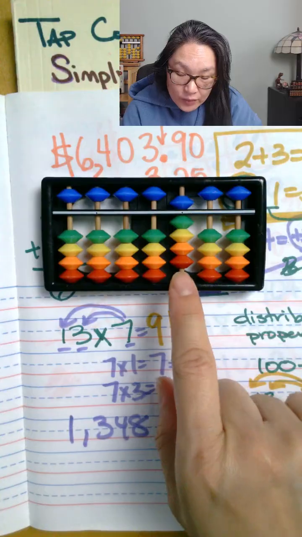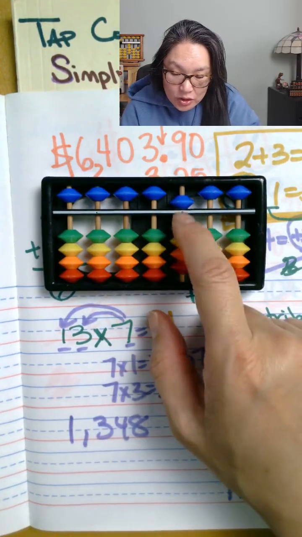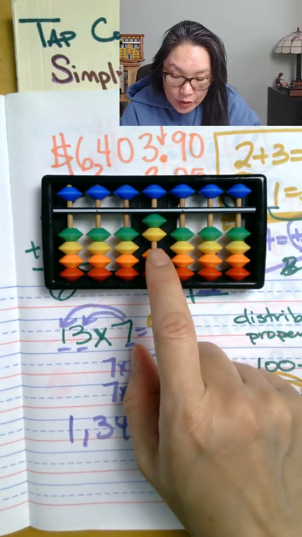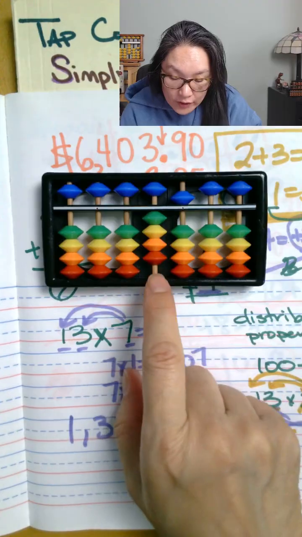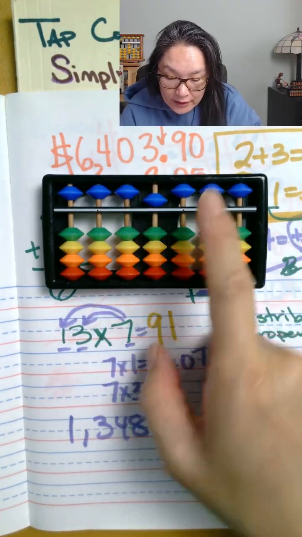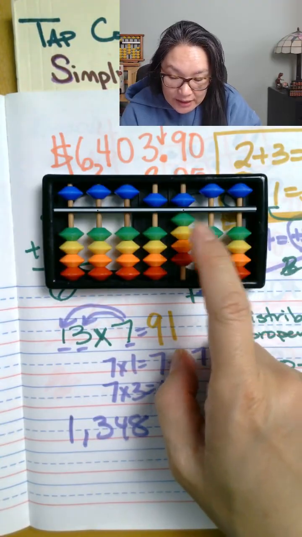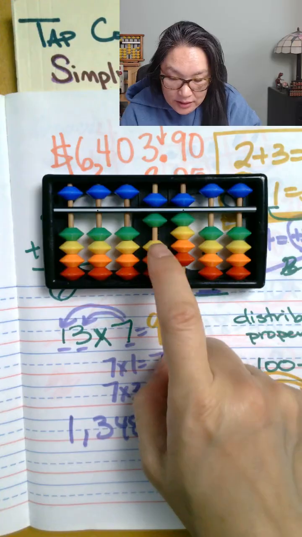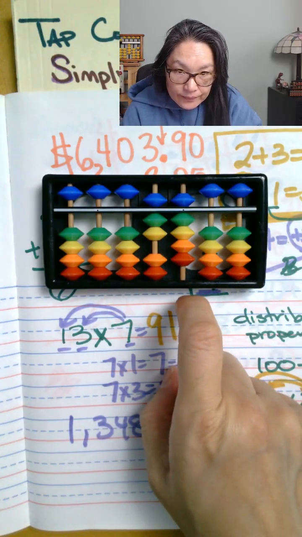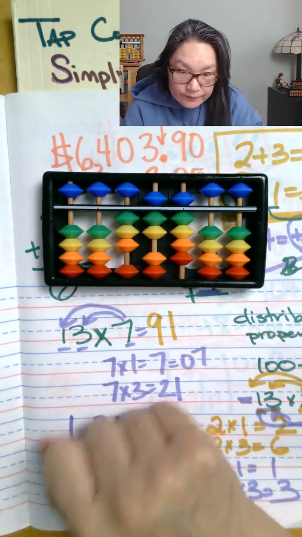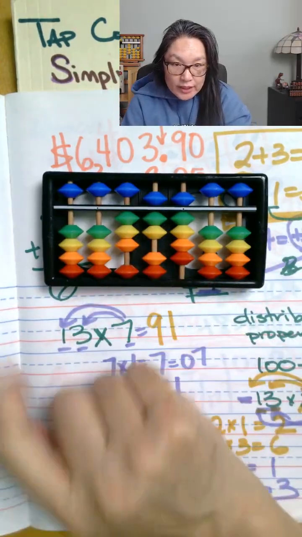So after this, we have our ones, we have our tens. So this is 10. So when we count, this is 10, 20, 30, 40, 45, and then 50, 55, 56, 57, 58, 59, 69, 79. Make sense? So then we have our 100, 200, 300. That's it. So that's how you read your abacus.